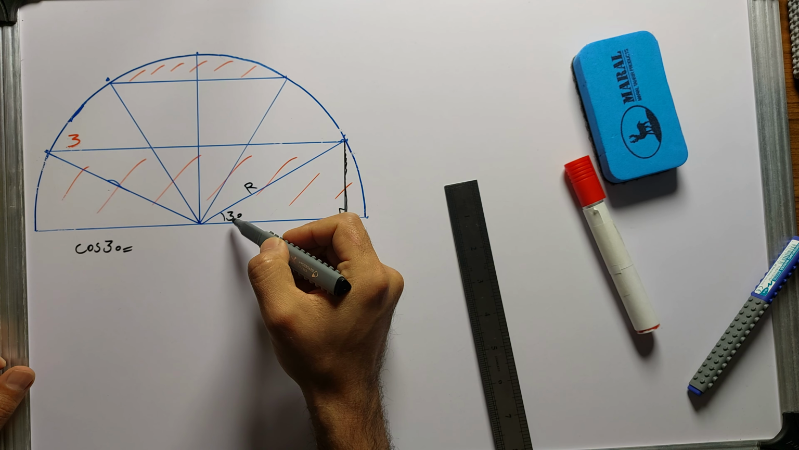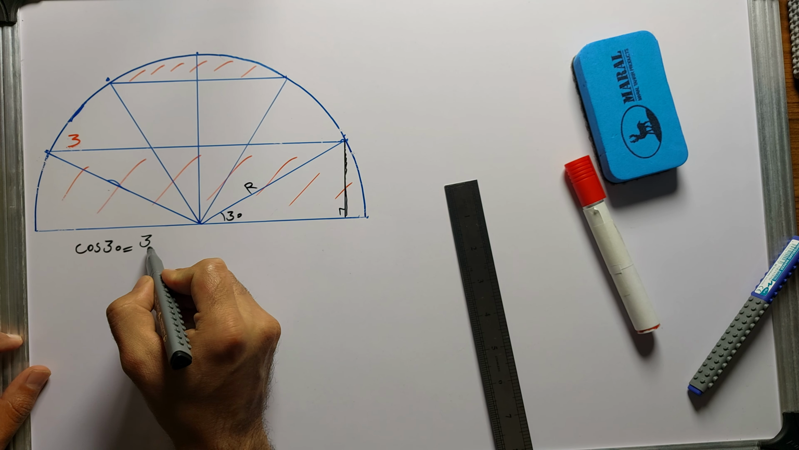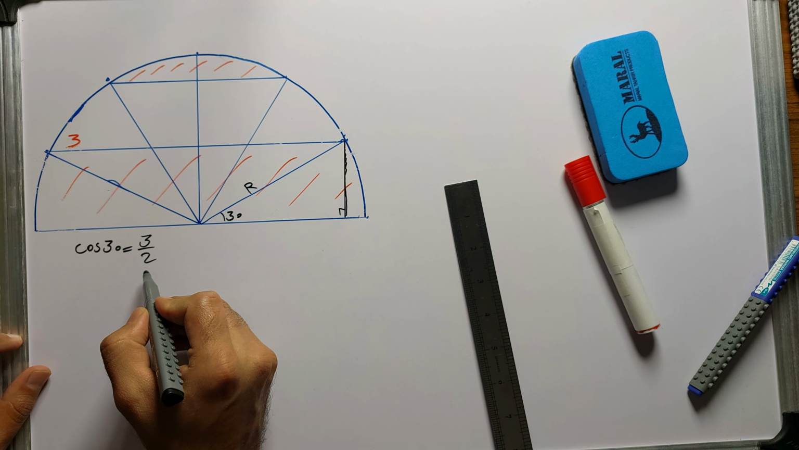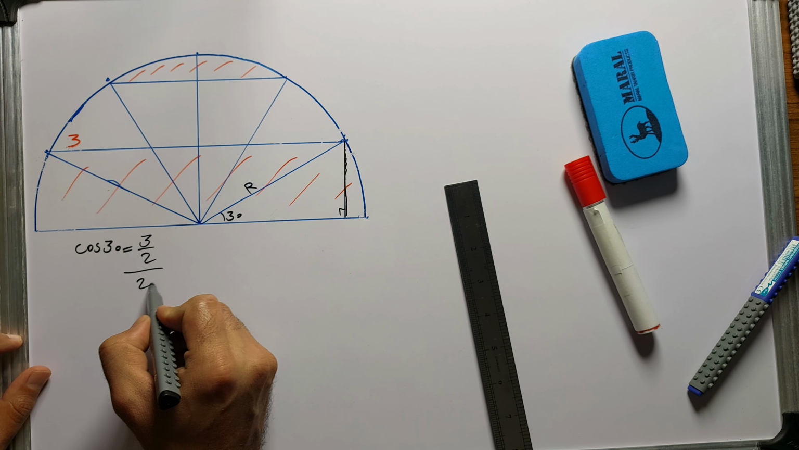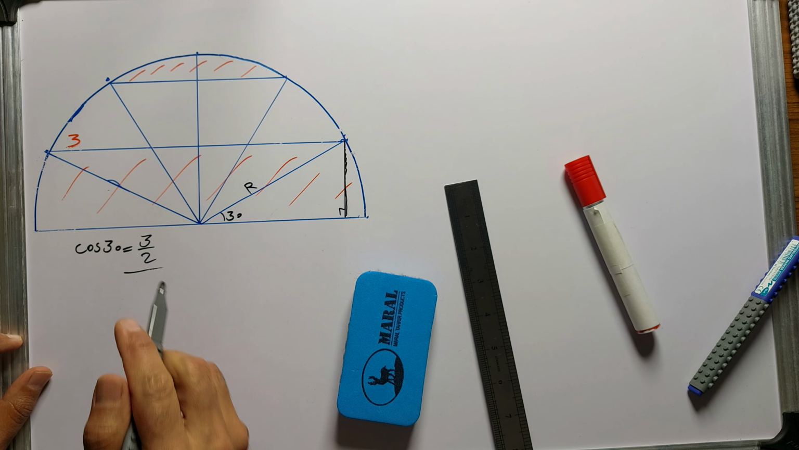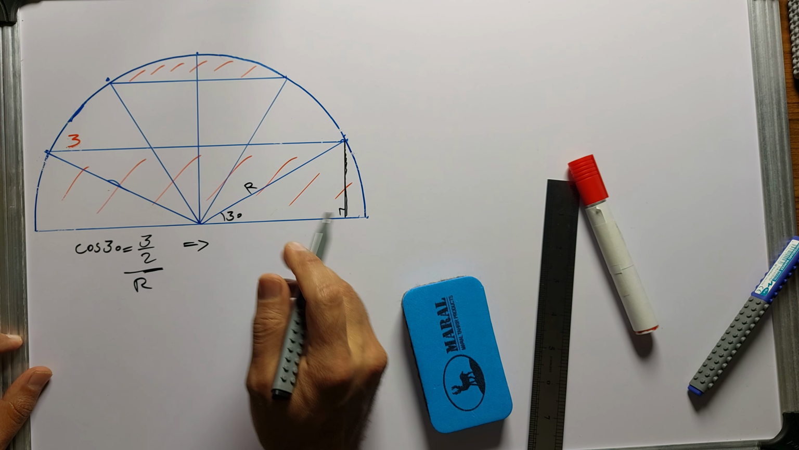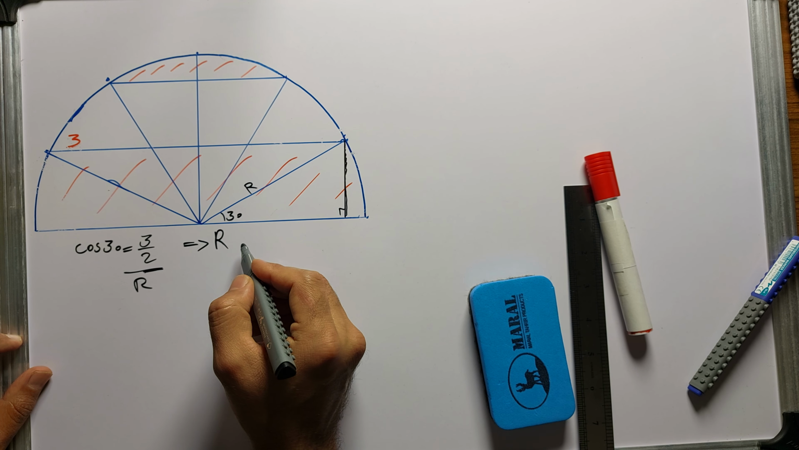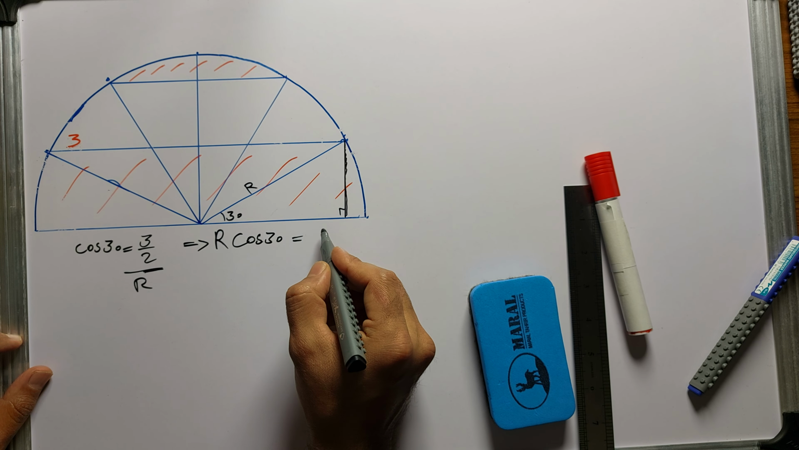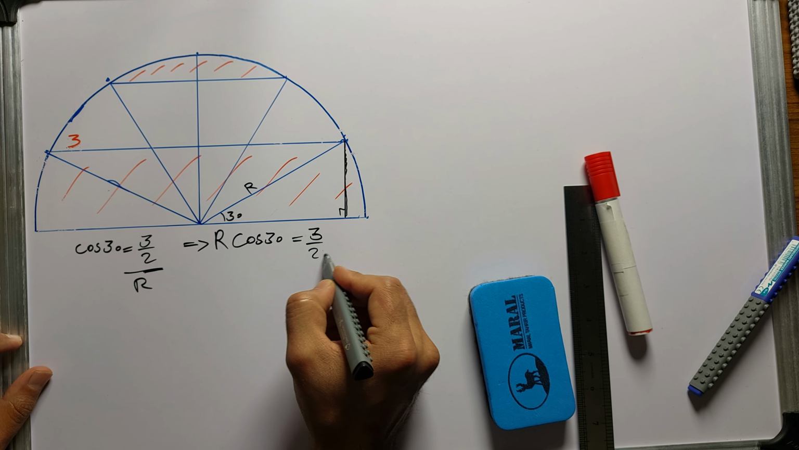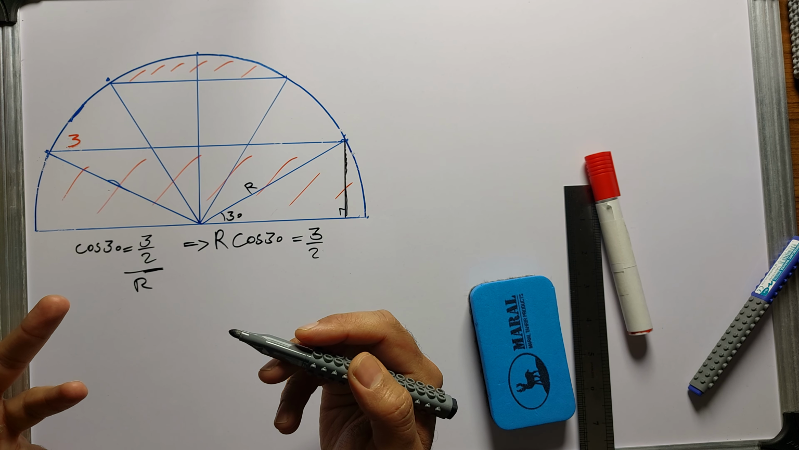So we know that the cosine of 30 degrees is this adjacent side, which is 3 over 2, over r. So based on this formula, r times cosine of 30 degrees equals 3 over 2. And we know that the cosine of 30 degrees equals square root of 3 over 2.